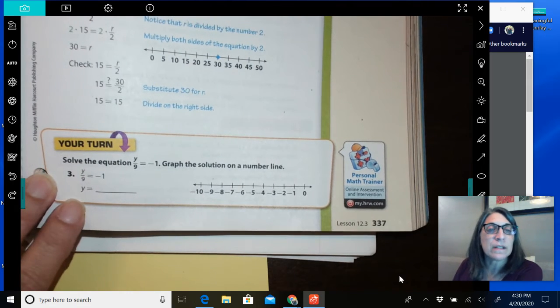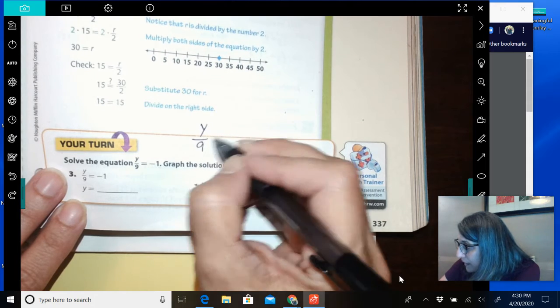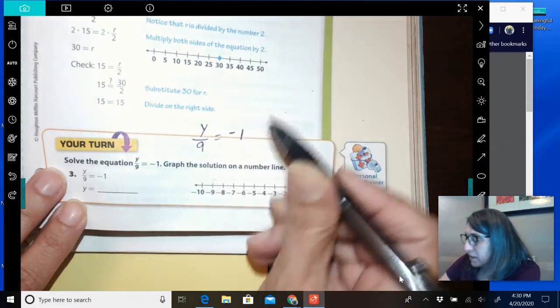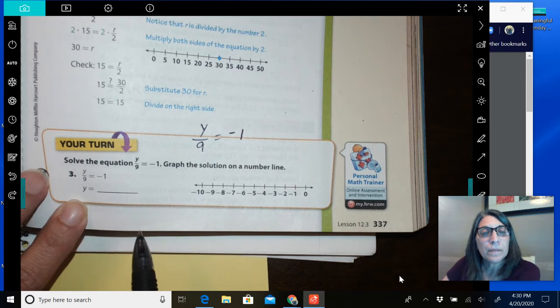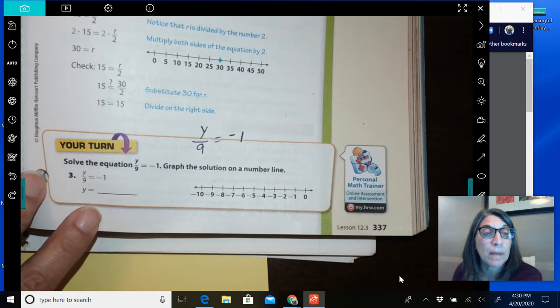So pause, take a second and pause it. I'm going to rewrite it over here: y over 9 is equal to -1, just because there's not a lot of room down here to work. And then I want you to solve it and then come back and let's see if we all came up with the same thing.